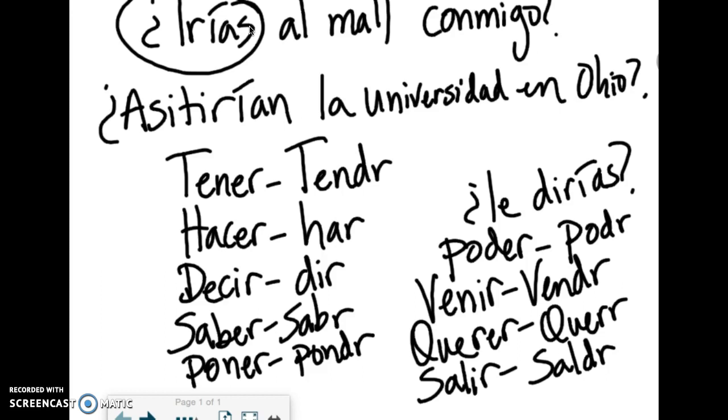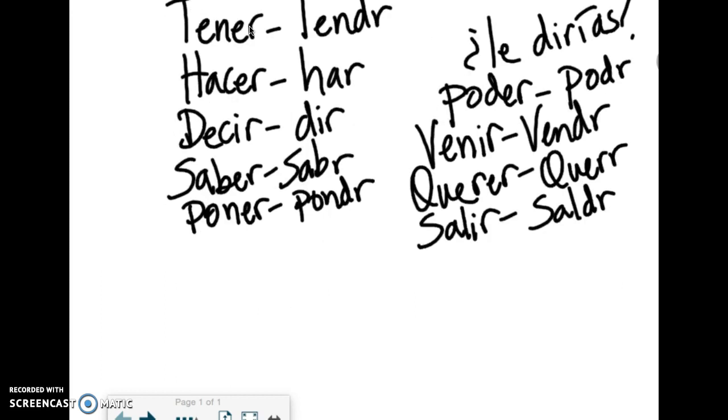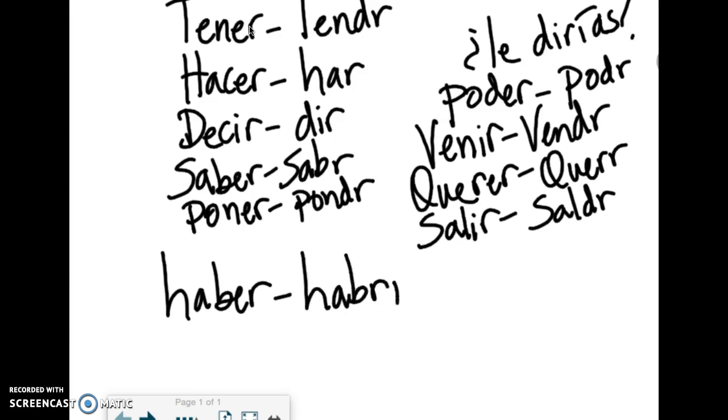Now, I know we learned caber and we learned valer. I don't think either one of those are important, but I do want to add in this one, haber. In the present tense, it's hay, there is or there are. So this is there would be. If we're talking about hypothetical, if you had this event, what would there be? Oh, there would be this and that. Okay, so I'm just going to give you the whole thing. Habría. Habría means there would be.